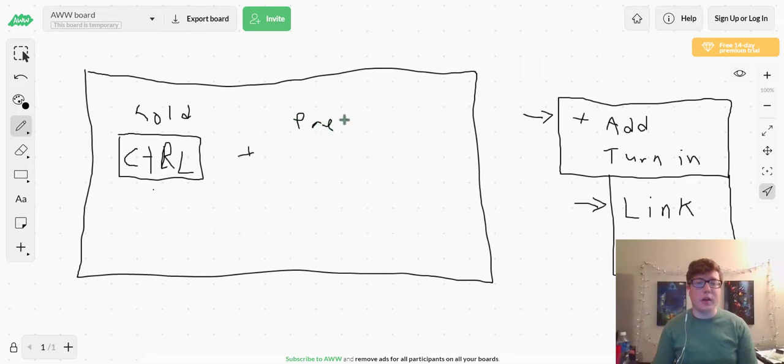So once again, you hold down the button to the bottom left of your keyboard that says CTRL on it. Then you're going to just press the V key. Once you do that, you should see that your link is pasted in there, and you're good to turn it in.